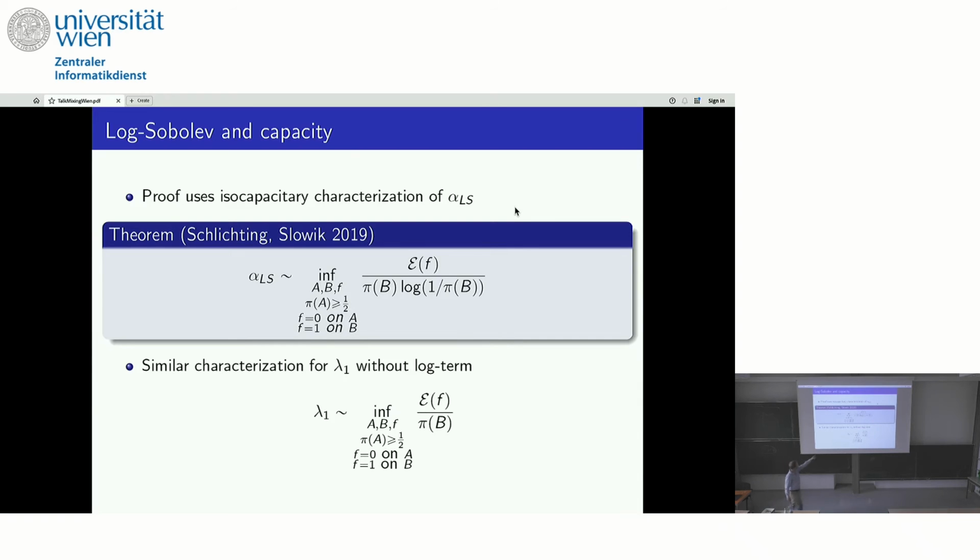This expression here looks 0. No, well, you want B to be non-empty. I mean, if B is empty, the denominator is 0 and the thing blows up, so it's just not the right thing. Okay, no worries.